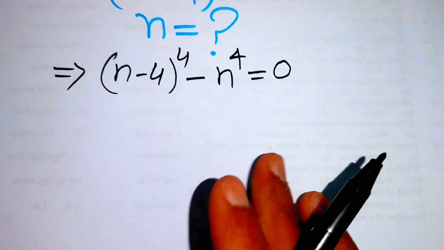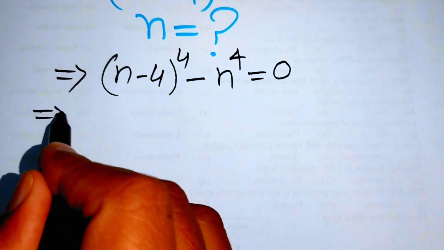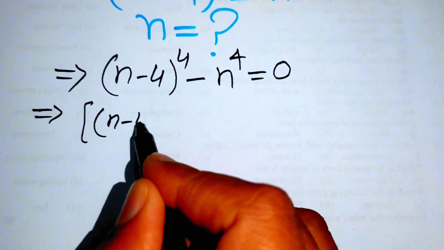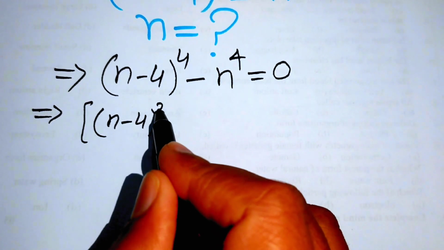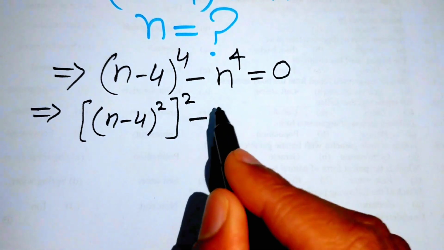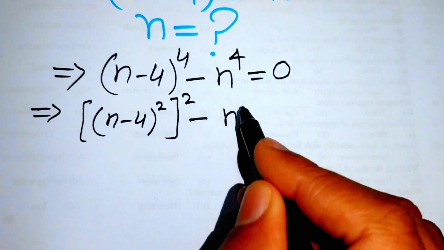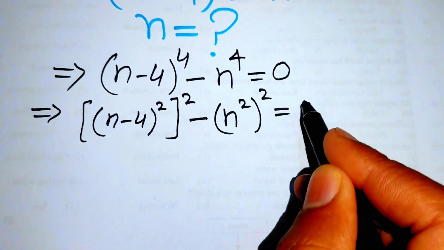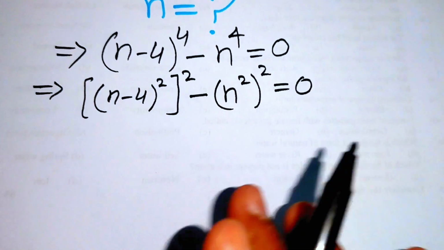Now we rewrite this equation. (n - 4)^4 can be written as ((n - 4)^2)^2, minus n^4, which can be written as (n^2)^2, equals 0.